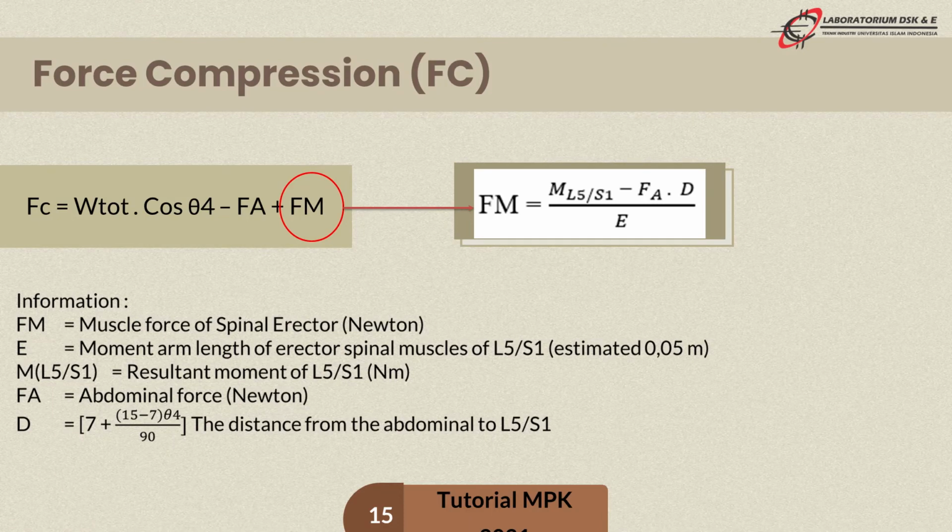and the ML5S1 is the resultant moment of L5S1. FE is abdominal force in Newton. Meanwhile, D is the distance from the abdominal to L5S1, with the formula on the slide. The note for the calculation of D, namely the resultant of the calculation D is in meter.